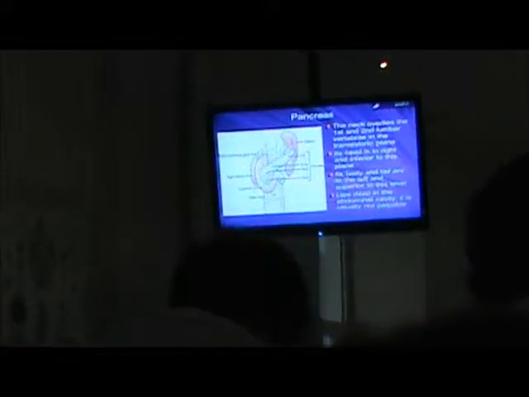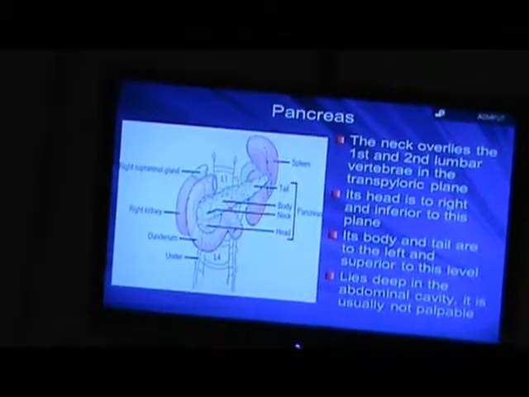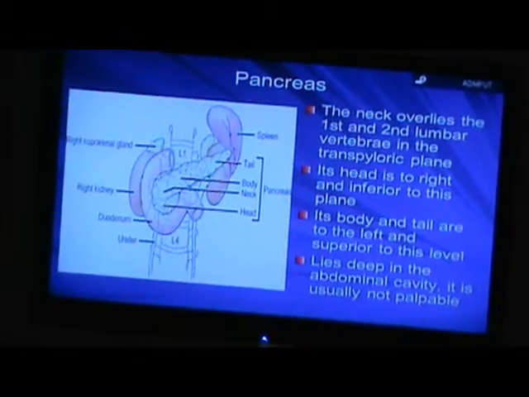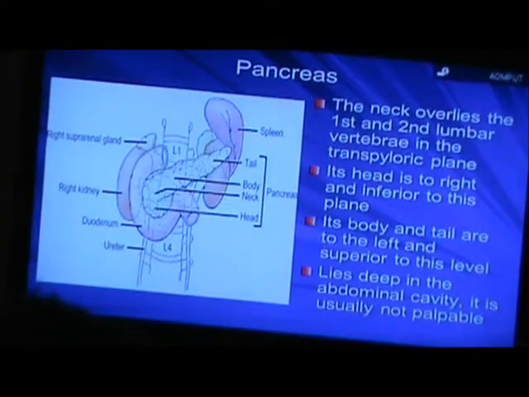The pancreas lies deep in the abdominal cavity, so it is very difficult to palpate this organ, because we know it is behind the stomach, yes, and lies on the posterior wall of the abdominal cavity.